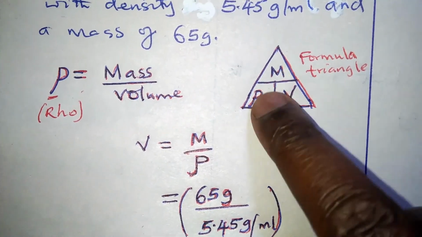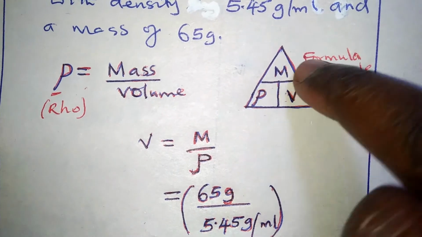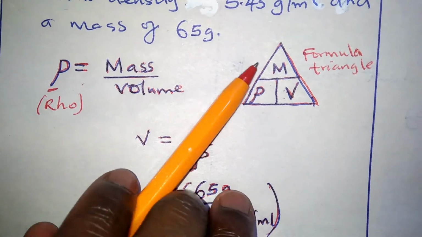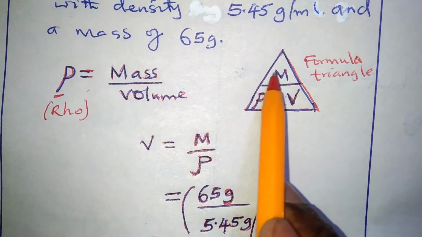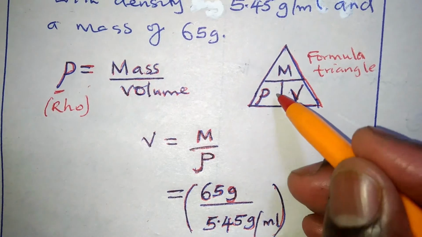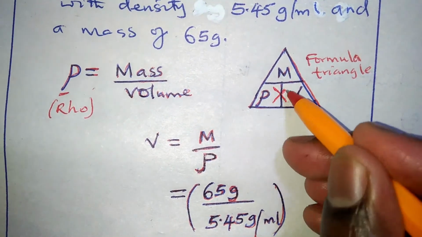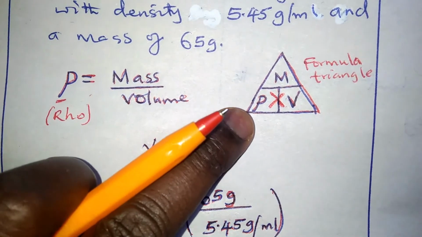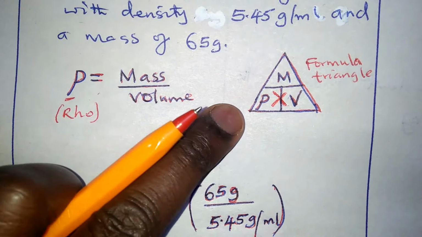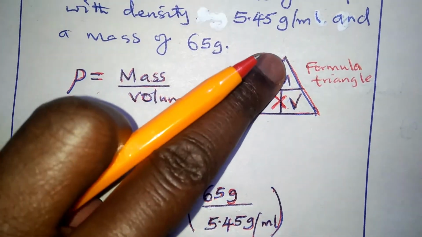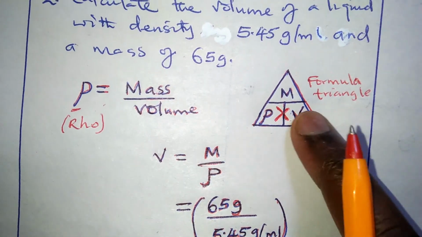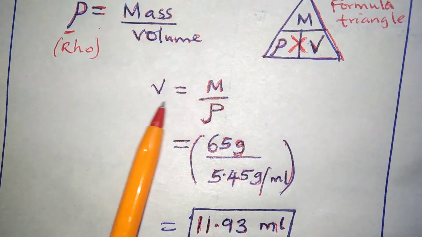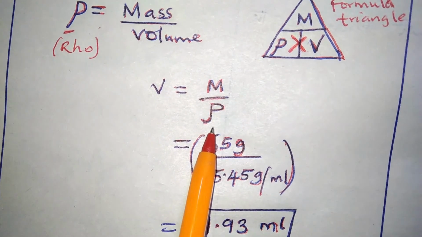Volume is equal to mass over density. If I'm looking for mass, then mass is equal to volume times density. On the horizontal part, we can also put a multiplication sign here, so you can say that mass is equal to density times volume. And so, density is equal to mass divided by volume. Volume is equal to mass divided by density. That's the formula we are using here to get volume is equal to mass over density.